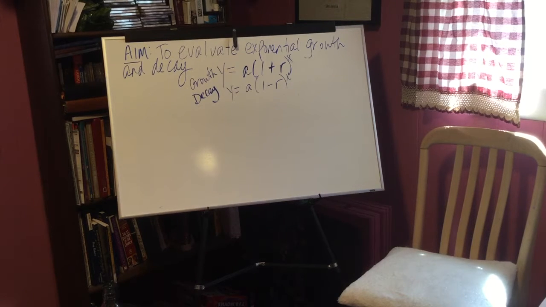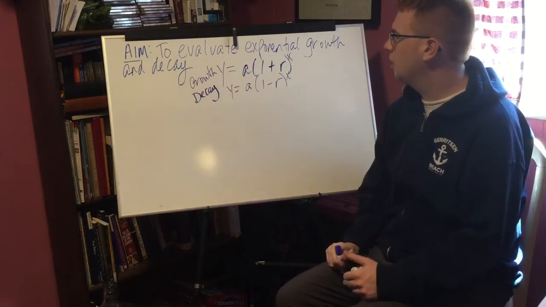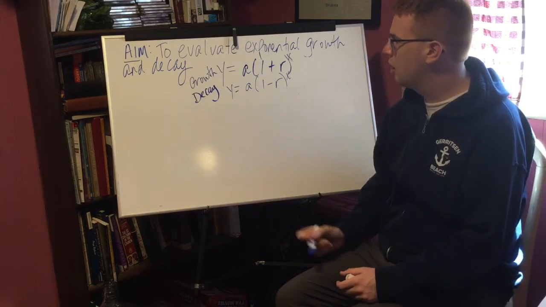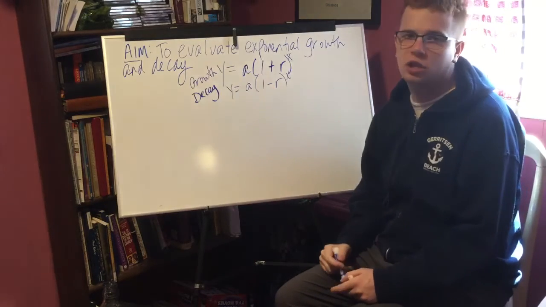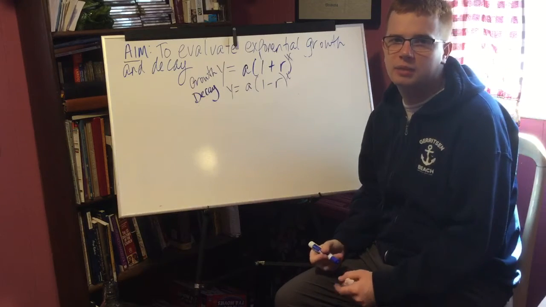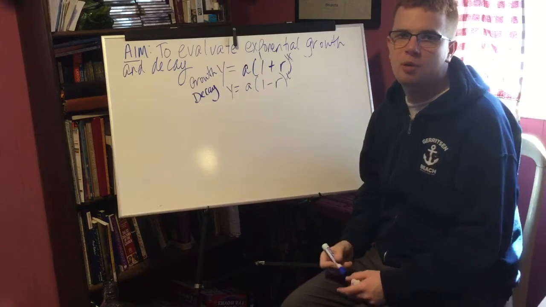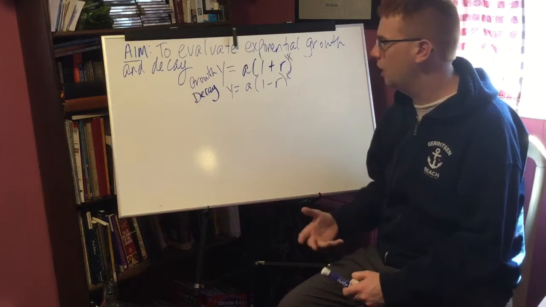This is a video on exponential growth and decay. The exponential growth formula is y equals a times 1 plus r raised to the x power. A would be the initial amount that you start with. R would be the rate that's being applied to the account. X would be the time, or the amount of times that the rate is applied.